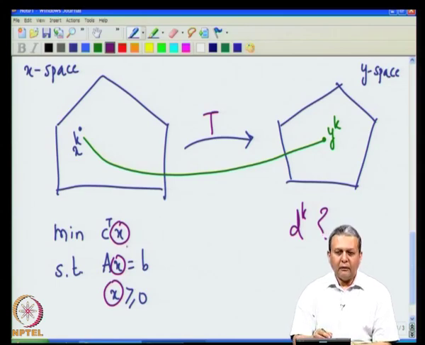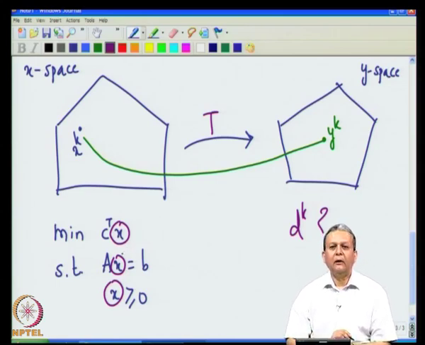Now, if we look at the x space, as I mentioned in the last class, the idea is to use nonlinear programming algorithms to solve this problem, and since the objective function is continuously differentiable, the steepest descent direction is the preferred choice. If we move along the steepest descent direction, then we may leave the feasible region. So, what we need to do is project the steepest descent direction onto this set.